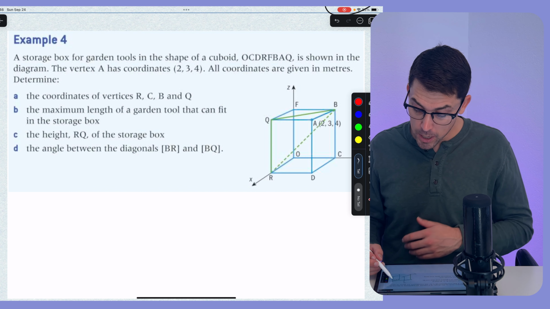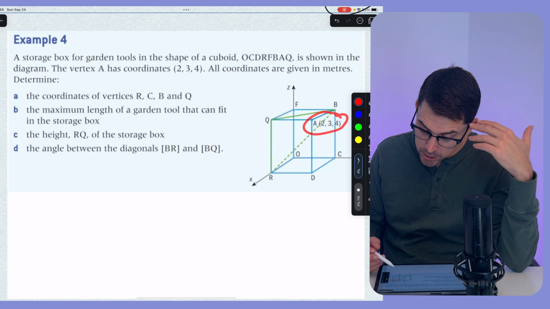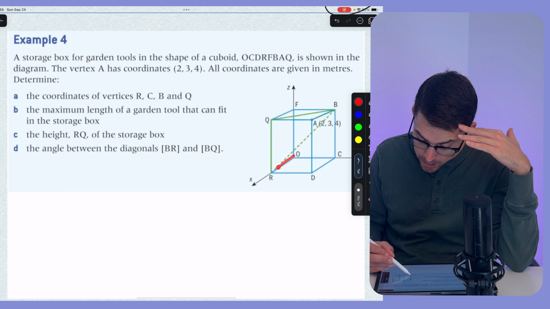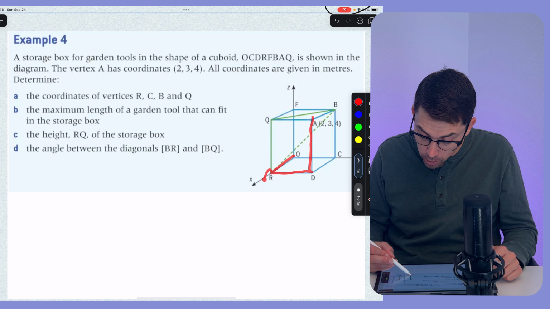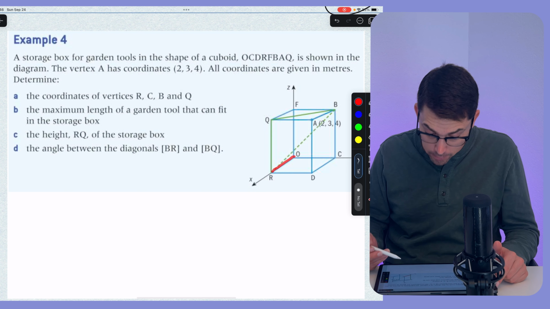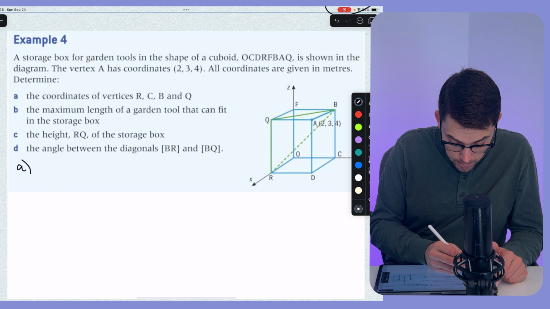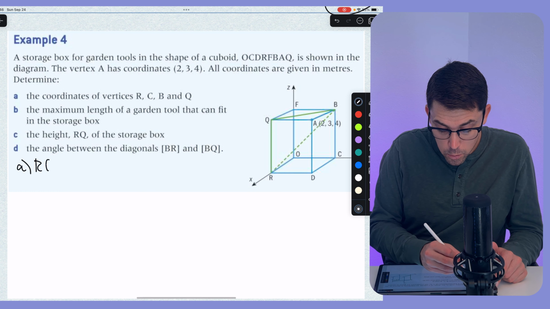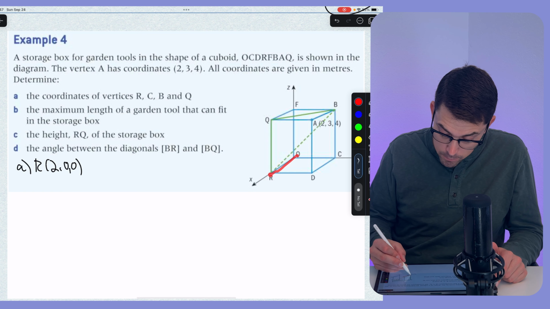So again, we have to use A to our advantage because I know that this is going to be 2, 3, 4. So it means that I moved 2 units out here, 3 units over here, and then 4 units up. So if I wanted to find the coordinates of R, well, I moved in my X by 2 and then nothing else. So R would end up being 2, 0, 0. Because again, I moved 2 in the X, didn't move any in Y, didn't move any in Z, I'm stuck right there.